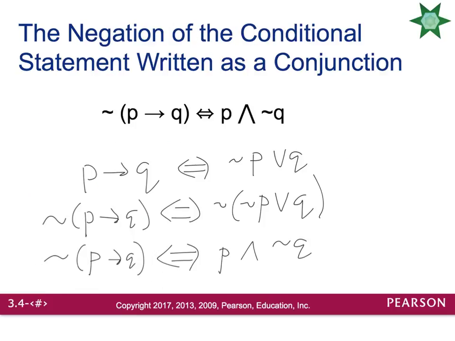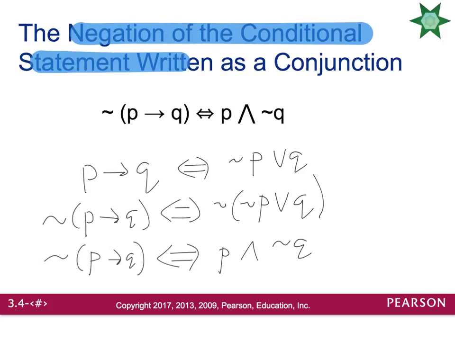Now we're going to talk about how the negation of the conditional statement can be written as a conjunction, as an and. This is a little bit more complicated, but I will show you how this came about. This was our original thing, writing our conditional statement as an or, as a disjunction, right? Remember, we changed the P to the opposite and then put an or there instead. So this is what we had before, and that will be our first step.